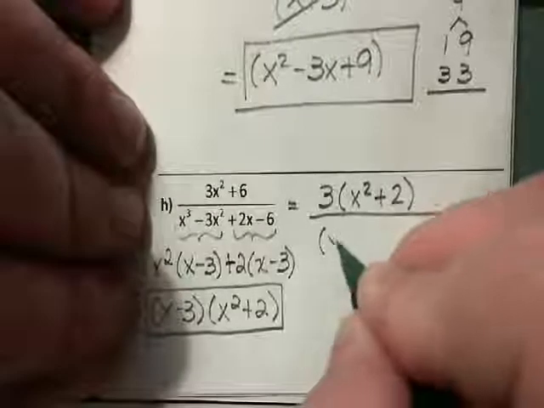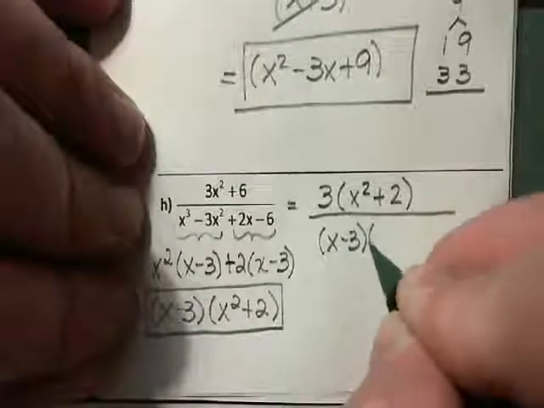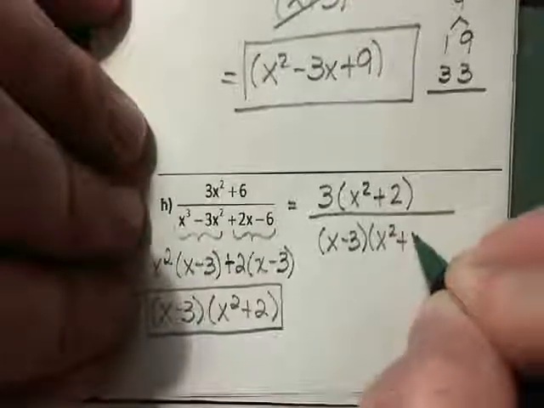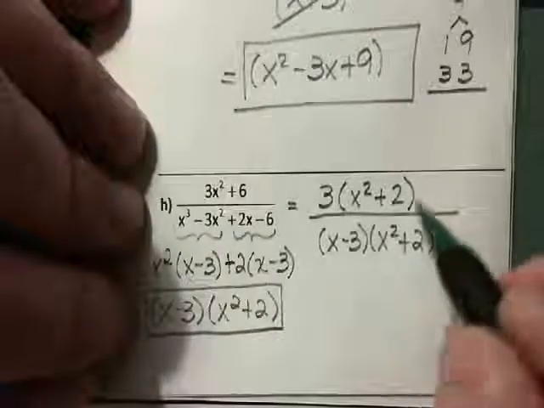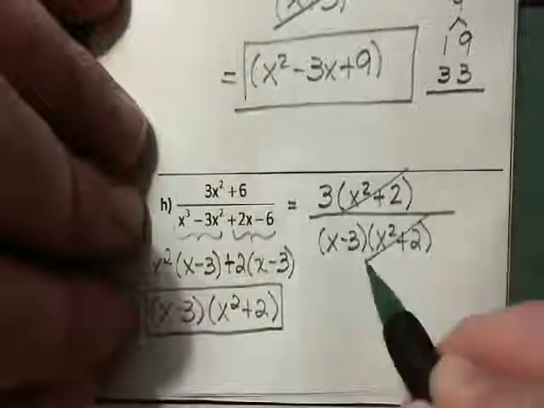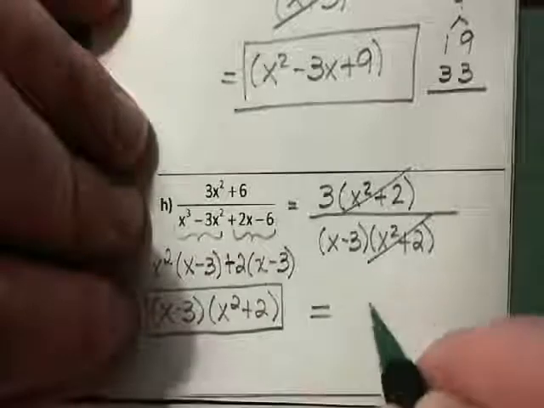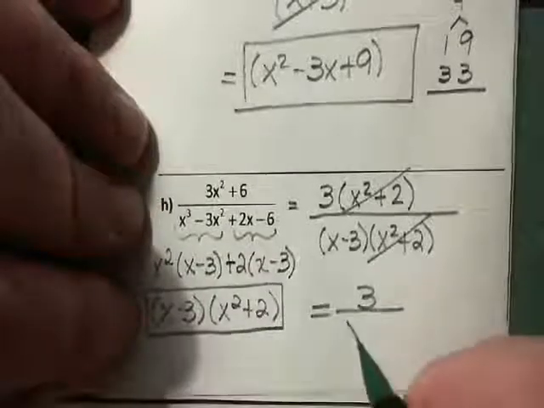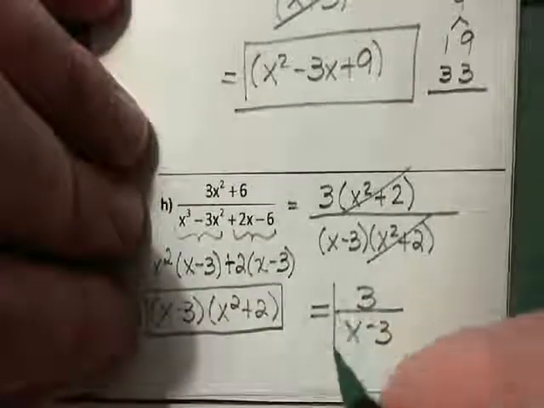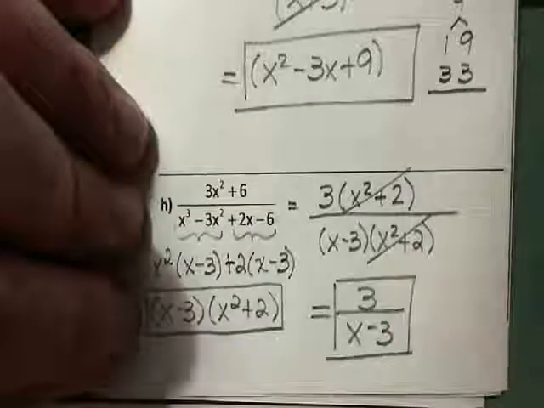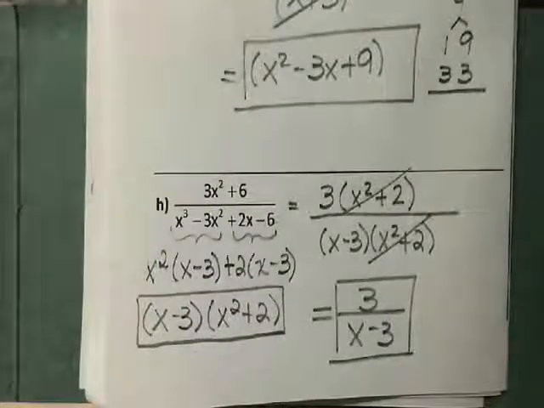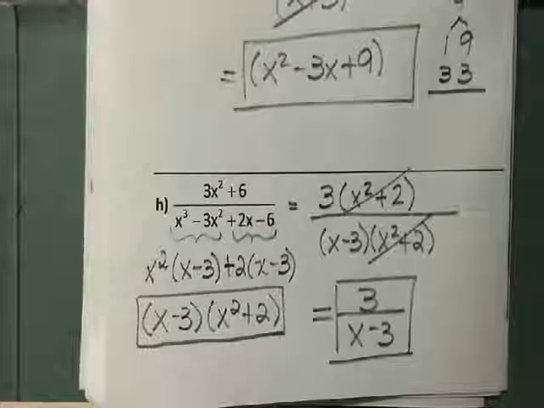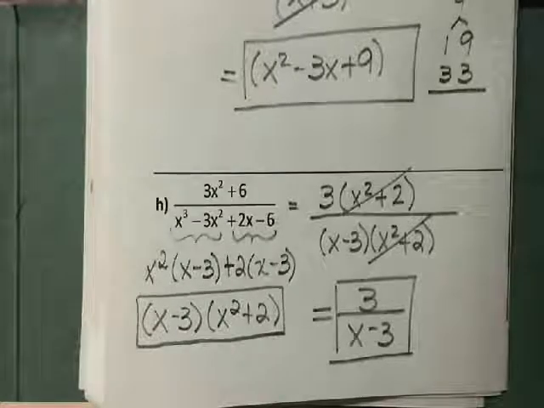Then basically I come over here and I write that down. And who can I cancel? The x squared plus 2. So my final answer is 3 over x minus 3. Okay, so that's my answer for this problem.